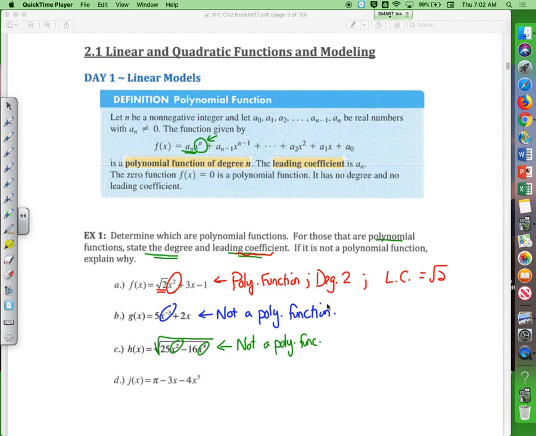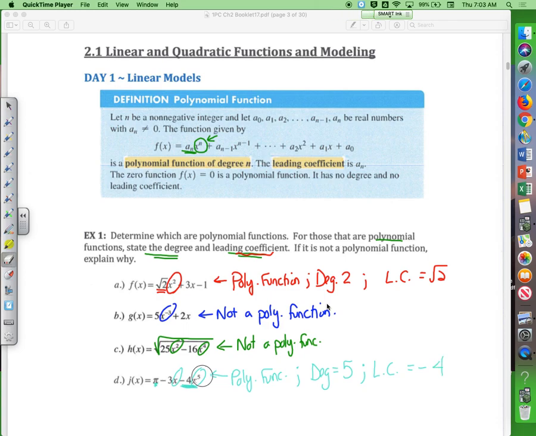And then our last one here, if we look at these exponents for my x, x is raised to the first, x is raised to the fifth, those are whole numbers. I have a pi out here, but that's just a constant term. That's okay, it's not an exponent for your x. So this one is a polynomial function. So the degree for this one, we're looking for the highest power of x, which is the fifth power from that last term. And the coefficient that's with that highest power of x, that degree, is, be careful, it's a negative 4. So its lead coefficient is negative 4.